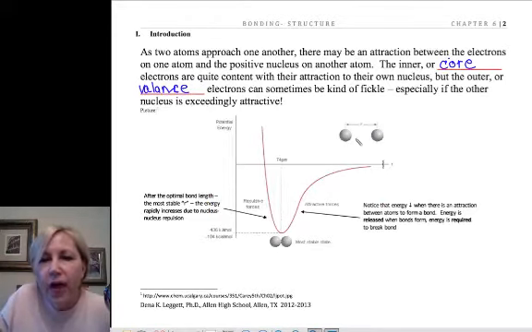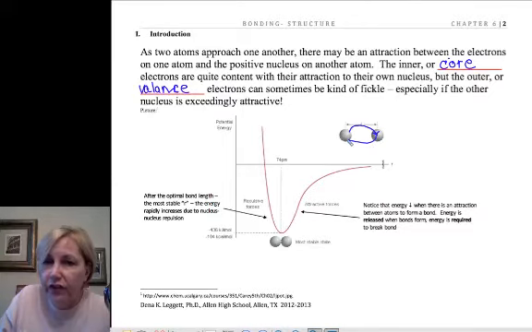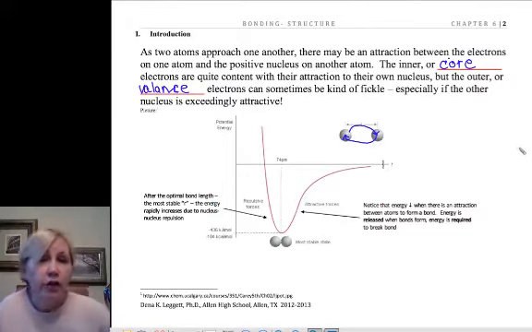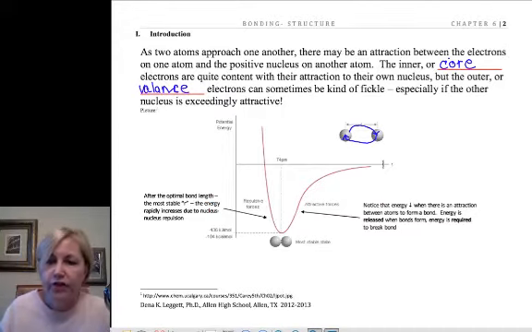So if we have two atoms here, the electrons from one atom could be attracted to the positive center of the other atom, and or vice versa. And how attractive they are in each direction is what's going to determine the bonding structure. Now, this shows an overall potential energy diagram for the bonding of, say, something like H2, hydrogen.